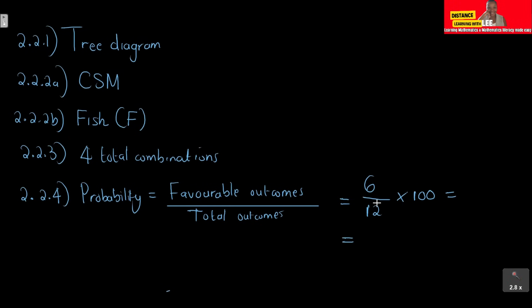So this is the same as saying 6 over 12, multiplied by 100. 6 goes into itself once, and goes into 12 twice. That is how we got to the half. And if you take a half and multiply it by 100, you'll see that the probability of selecting malva pudding as a choice of dessert is equal to 50%. All right, guys, and that is it for question 2.2.